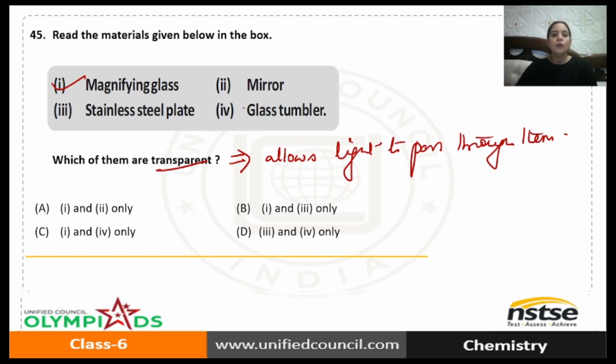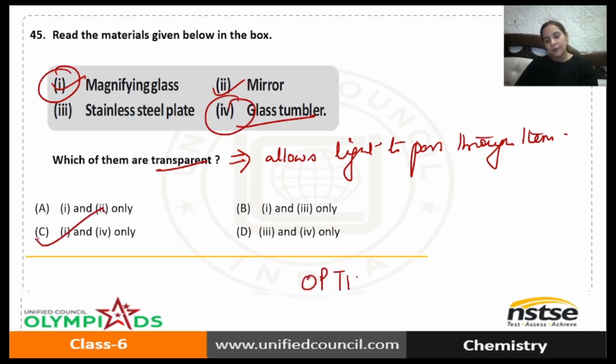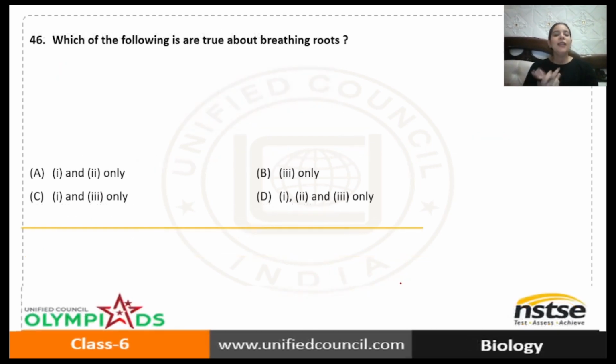Mirror, you all know, the plain mirror that you use to look at yourself. And a stainless steel plate is a plate we all use as a utensil at home, that doesn't allow light to pass through. So it is basically an opaque substance. And a glass tumbler also allows light to pass through it. So out of it, the transparent substances would be 1 and 4. So option C is correct. Which option is correct, students? Option C. Okay, next question.